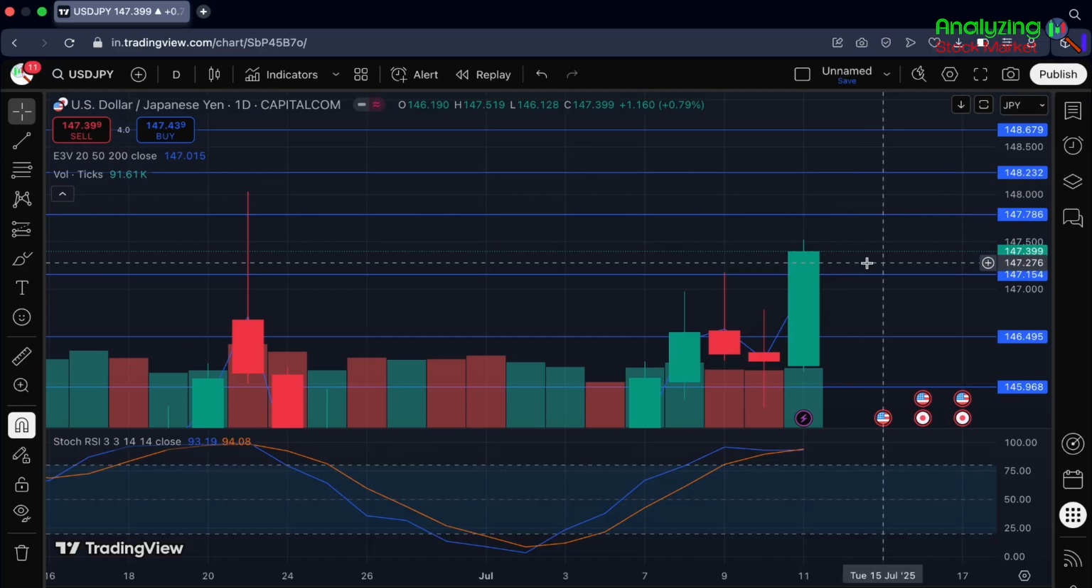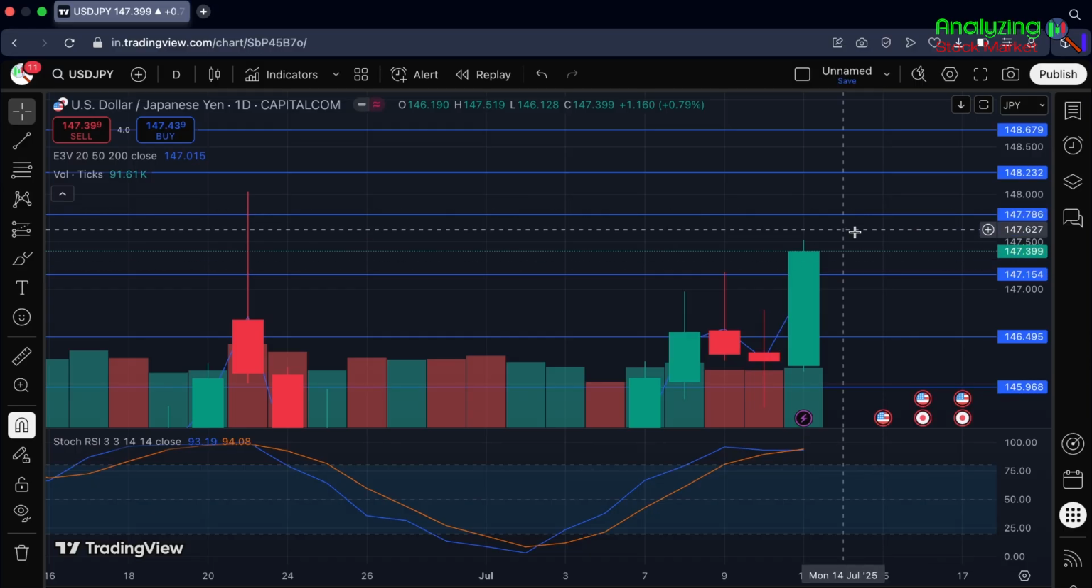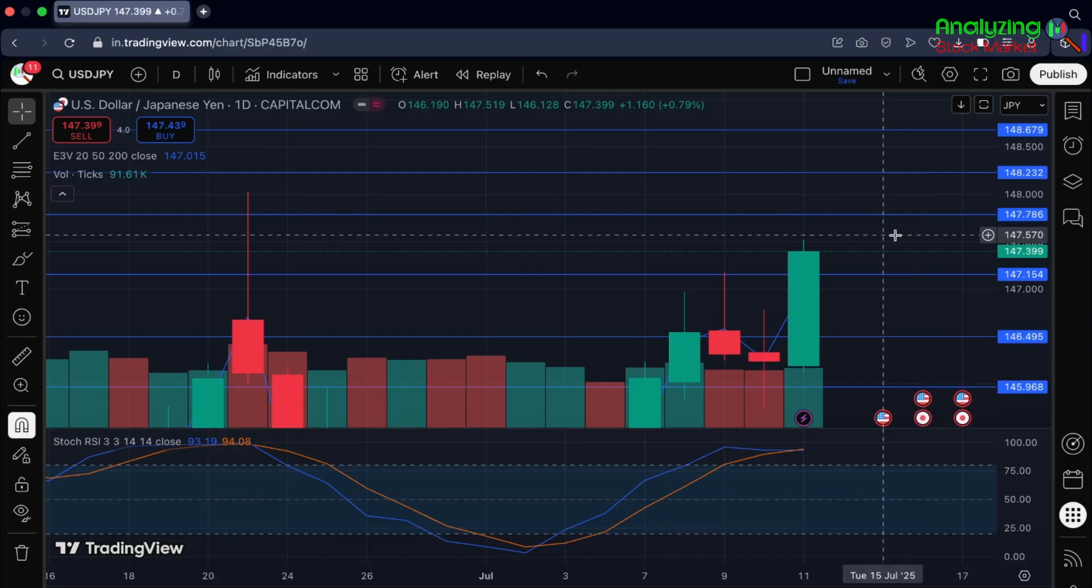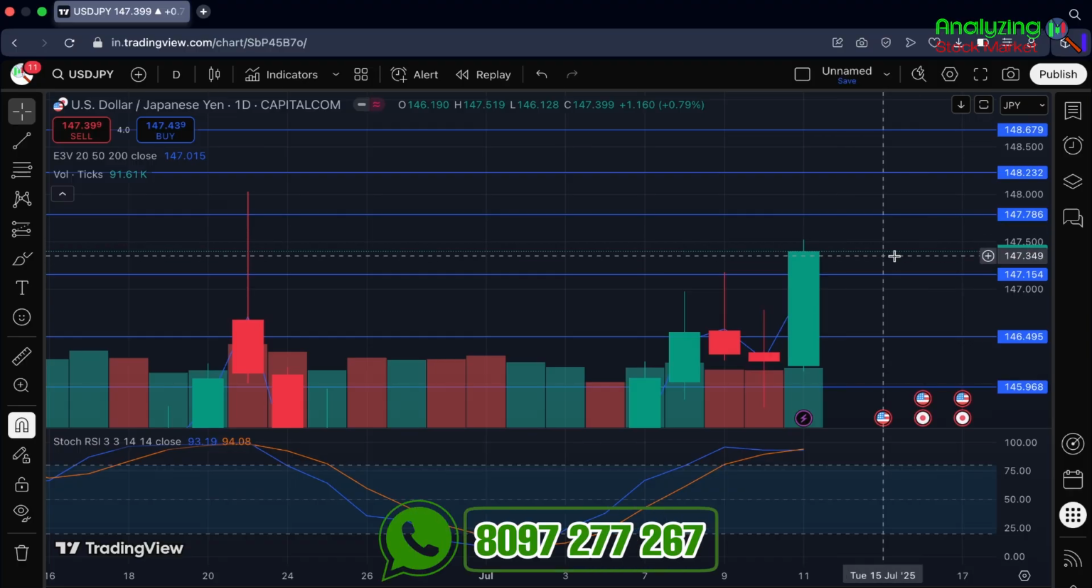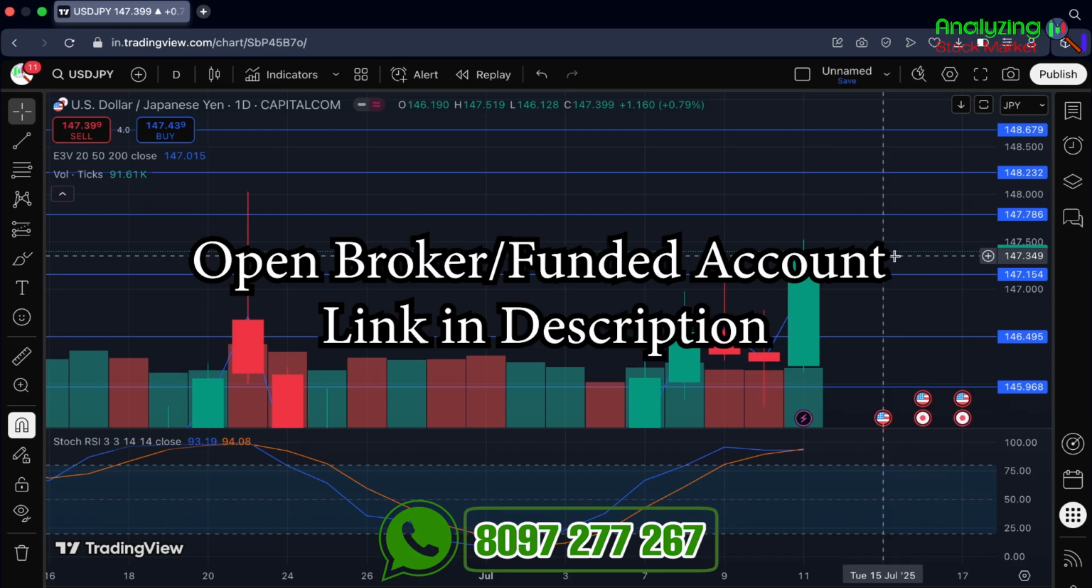This will be a no trading zone. 147.154 to 147.786 will basically be a no trading zone. If the price moves into this range, then we will not take any trade during the week, and we'll see next week what will happen. So overall my expectation is negative.